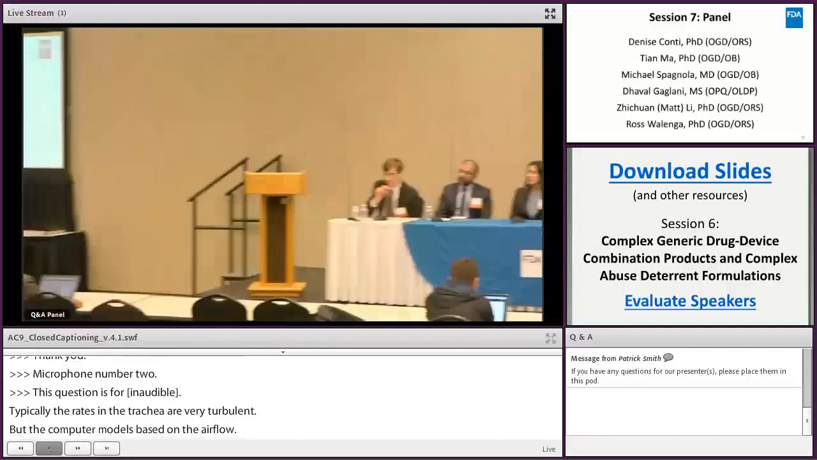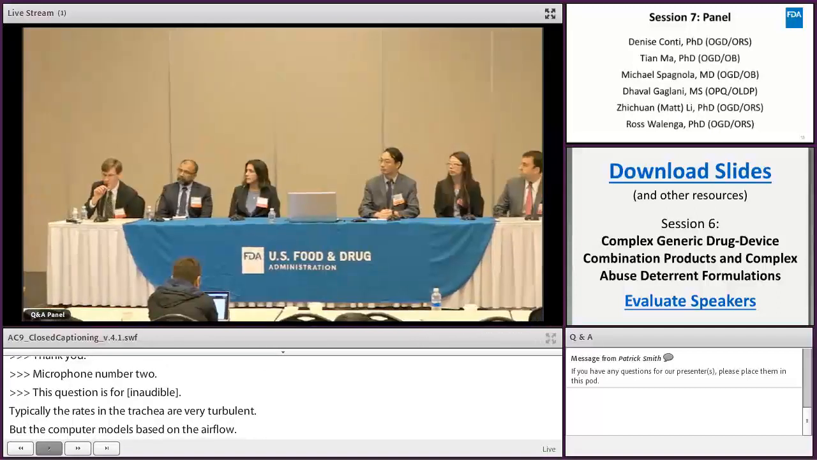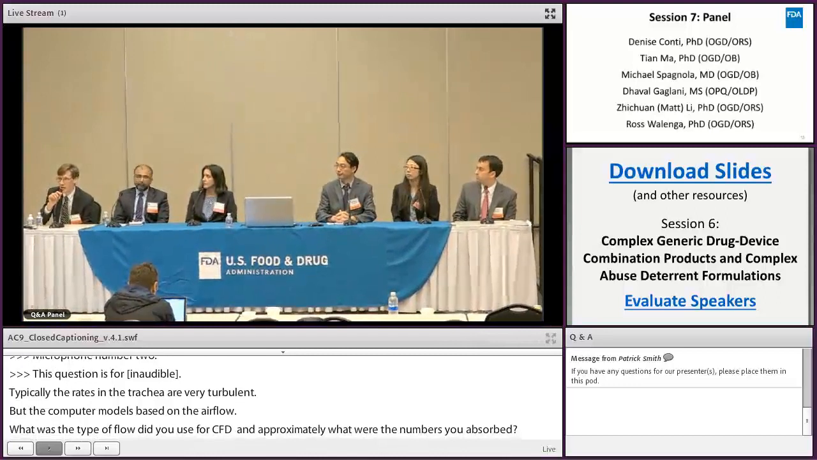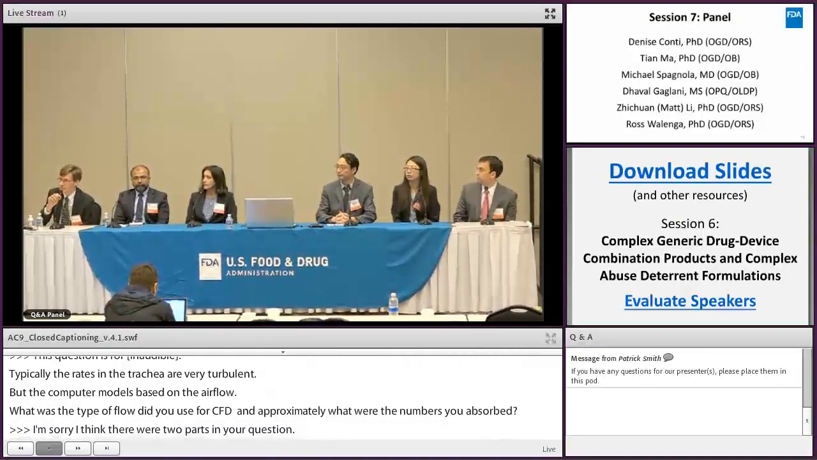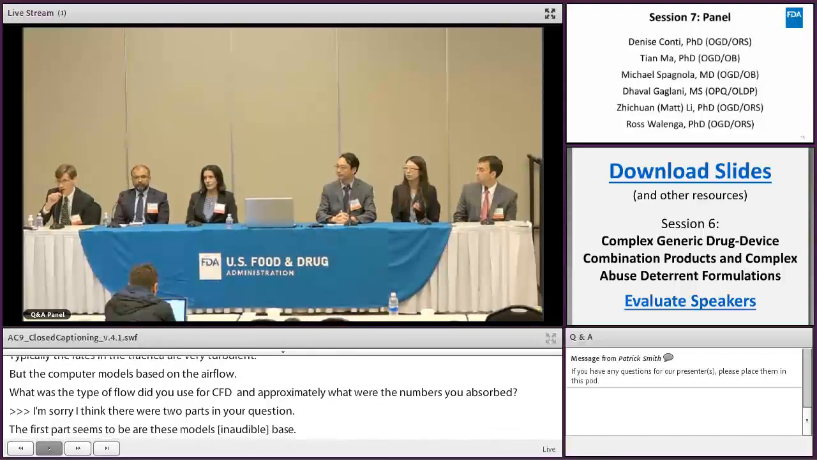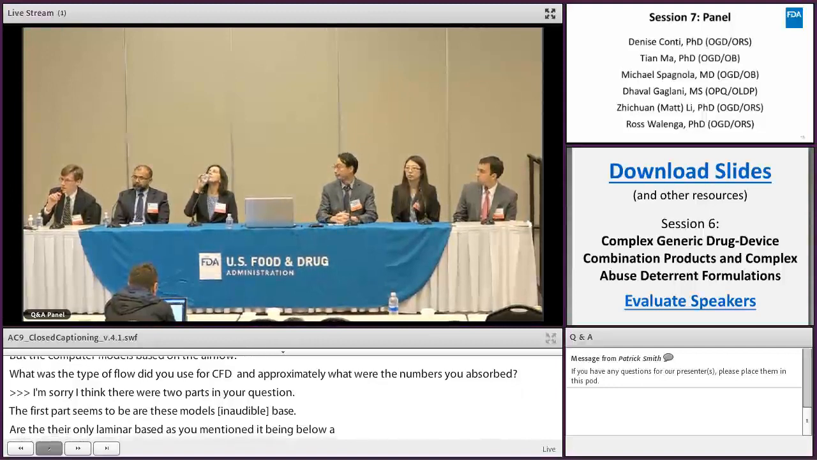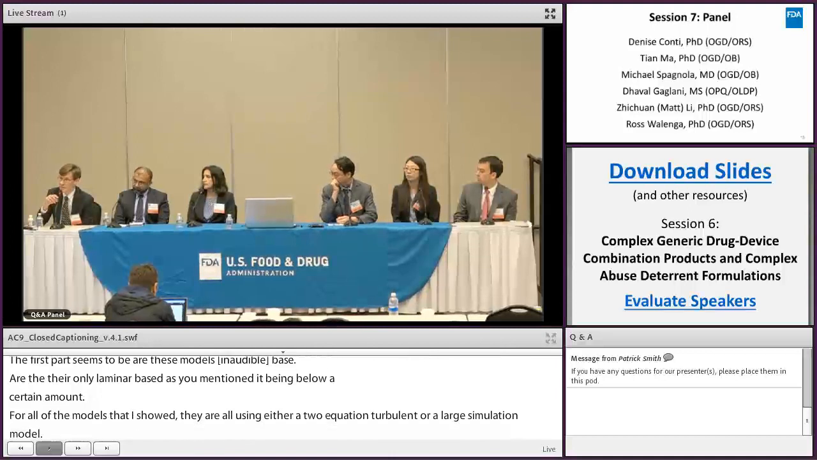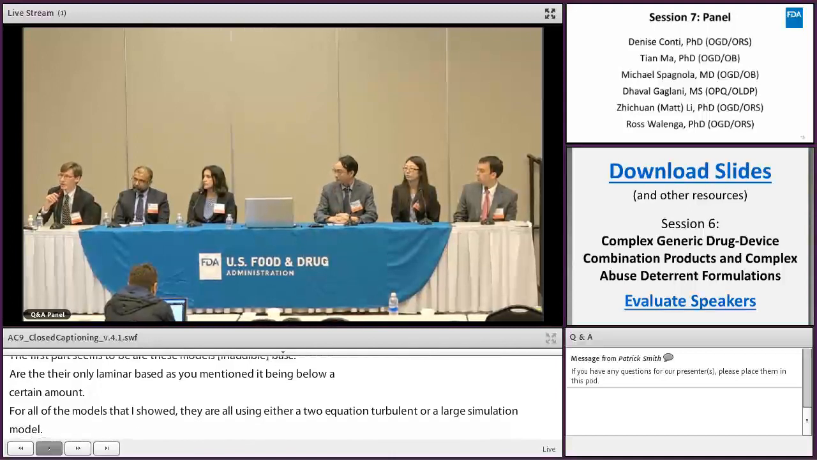So I think there are 2 parts to your question. The first part seems to be, are these models laminar based? They're only laminar based when, as you mentioned, the Reynolds number is below a certain value. For all of the models that I showed, they're all using either a 2-equation turbulence model or a large eddy simulation model, so they do mostly consider turbulence. The Reynolds number could be, say, 5 to 10,000 at the entry. So it can be quite high. Yes. Thank you.